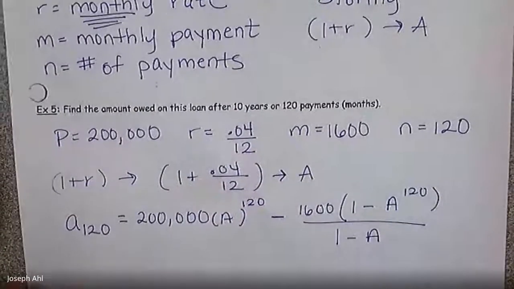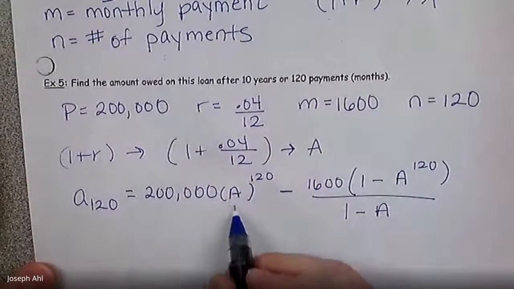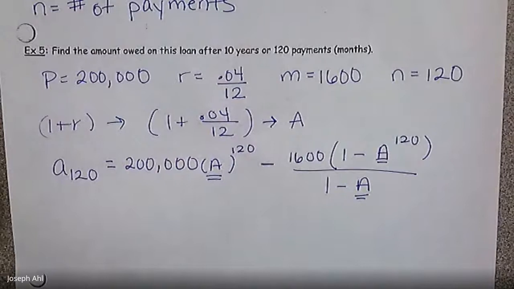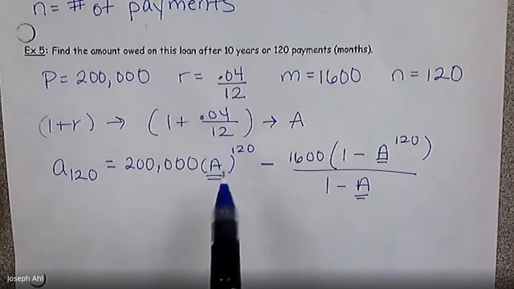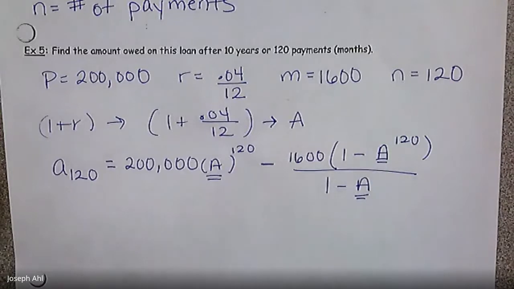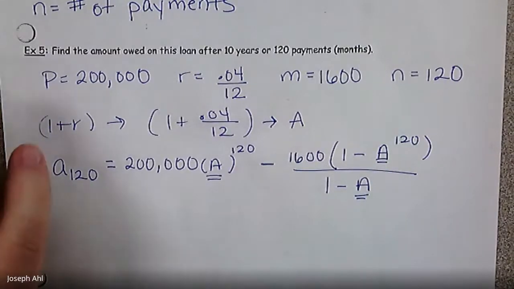And since 1 plus r is stored as A, notice how the 1 plus r that appeared in those 3 places in the formula up top are now replaced by A. Do you have to do that? Absolutely not. Could I type in 1 plus 0.04 over 12 every time I'm in that spot? Sure. But this is going to make your life so much easier. Okay, when I go to type this in, I already have that stored as A.